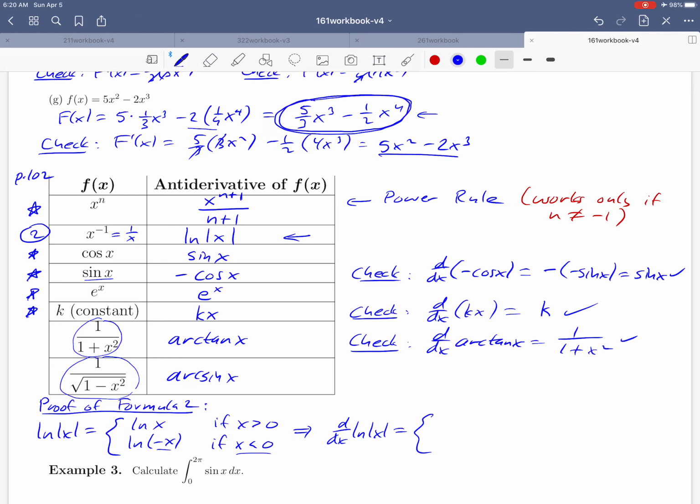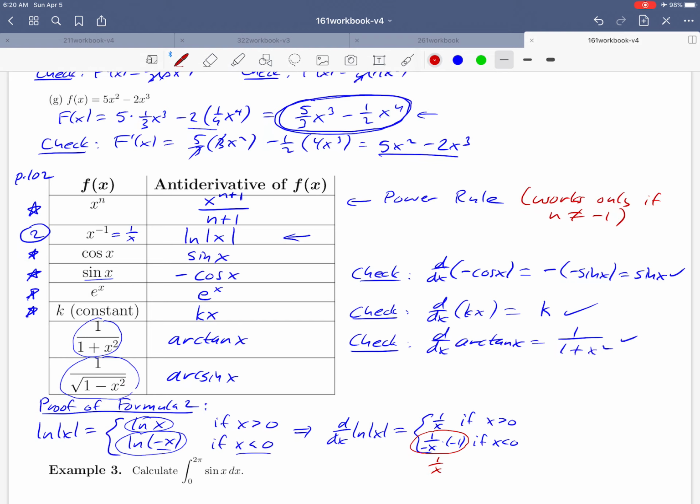So if x is greater than 0, we're just taking the derivative of ln of x, which we know is 1 over x. But what happens in the second case? If we take the derivative of ln of negative x by the chain rule, we're going to get 1 over negative x times the derivative of negative x, which is negative 1. And what happens if you simplify this? Well, the minus signs cancel, and you get 1 over x. So that part that we circled here is also equal to 1 over x.